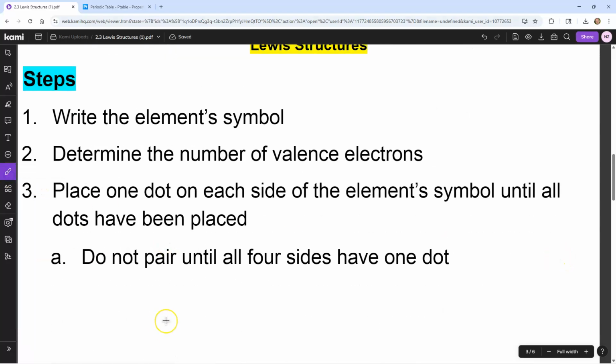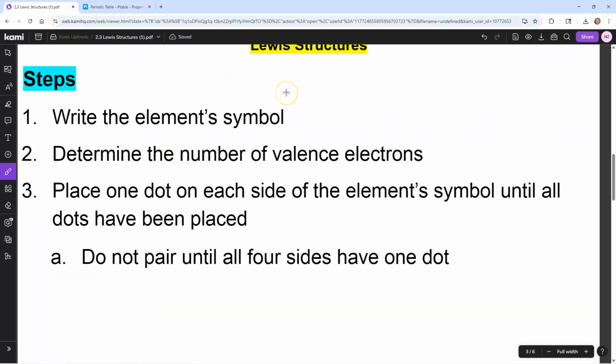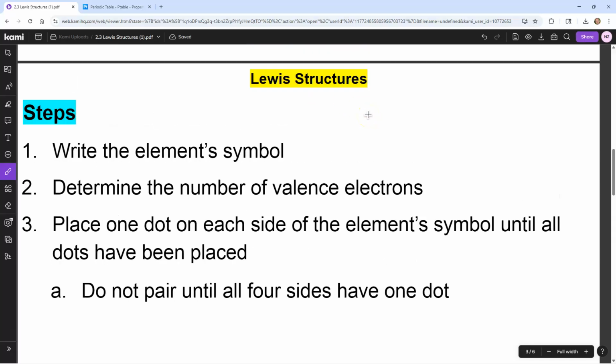Okay, so the steps. We'll begin by writing the element symbol, and we'll pull that from the periodic table. So for example, magnesium would be Mg, sodium would be Na. Then we'll look at the number of valence electrons. And again, we can pull that from the main group number on the periodic table. I'm going to be using a periodic table, and I'll show you how to count valence electrons. We'll place one dot on each side of the element symbol until all dots have been placed. We don't want to pair our dots until all four sides have one dot. That'll make a little bit more sense when we get into an example here.